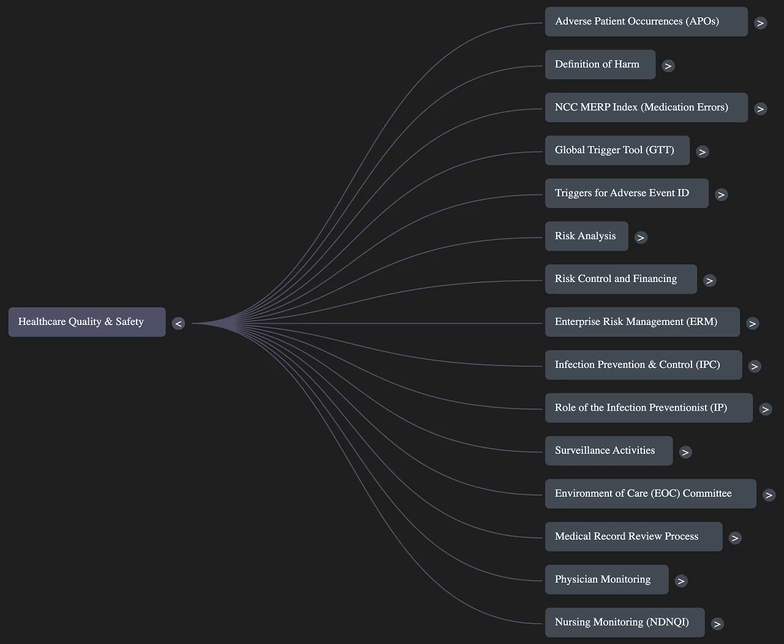Think about being a patient in a hospital for a moment. You're there to get better, and, well, you trust that the people caring for you are doing everything they can. Right. But what about all those systems humming away in the background? The stuff you don't see, specifically designed to keep you safe. Yeah, that's the fascinating world we're diving into today, patient safety.